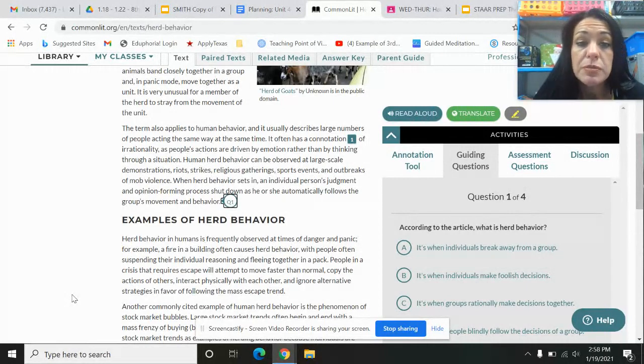Human herd behavior can be observed at a large scale: demonstrations, riots, strikes, religious gatherings, sports events, and outbreaks of mob violence. When herd behavior sets in, an individual person's judgment and opinion forming process shut down, as he or she automatically follows the group's movements and behavior.